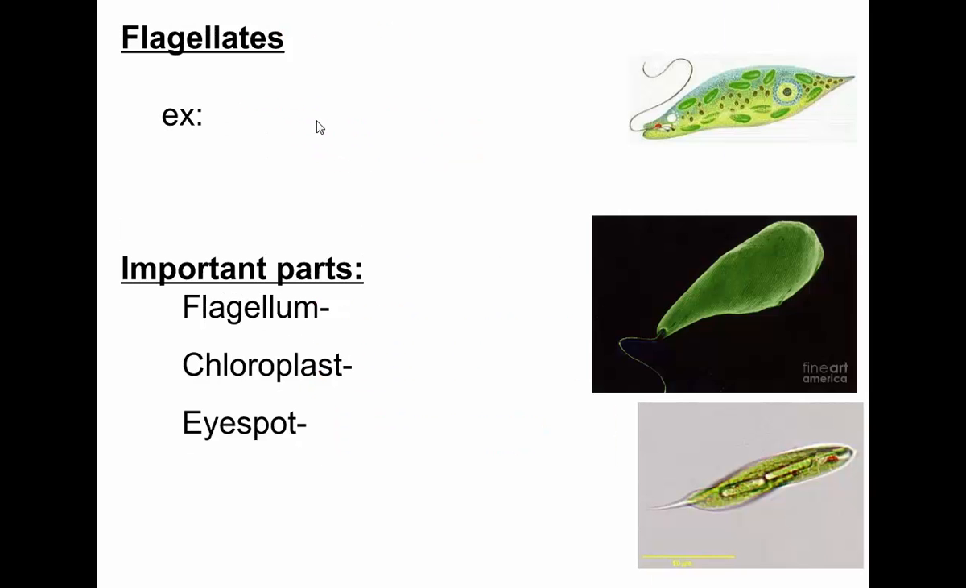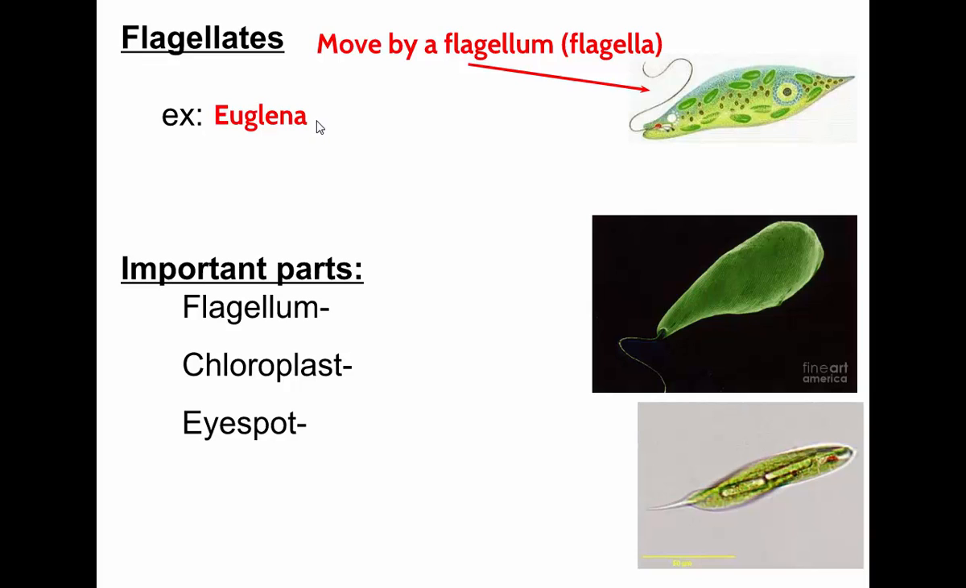And our final protist is a flagellate, moves using a flagellum. The one we look at is called the euglena. What do you notice about the euglena? It's green. So what do you think that means about it? It has chloroplasts in it, which means what? It's a type of plant? It's actually not a plant, it's a protist.